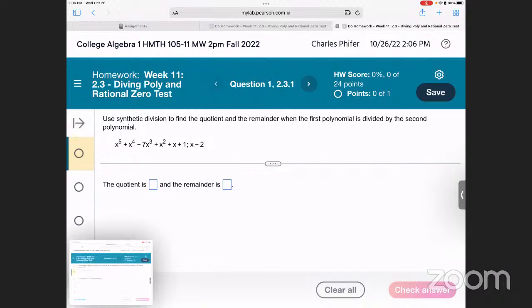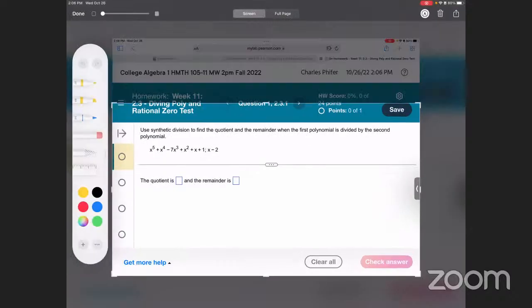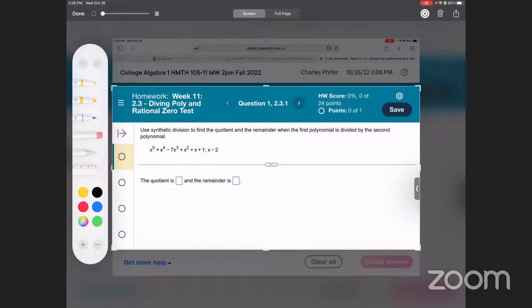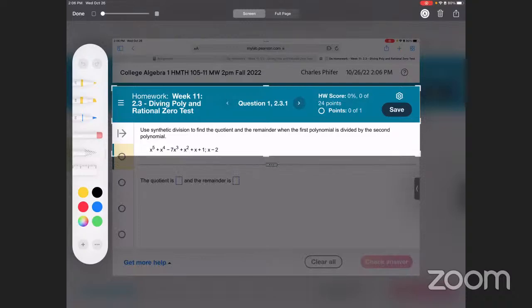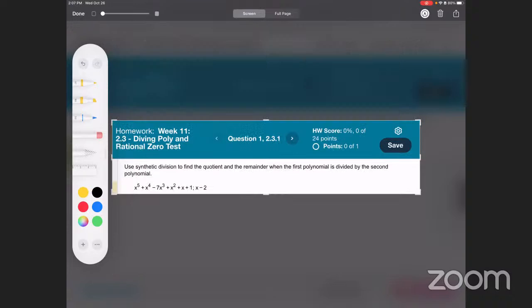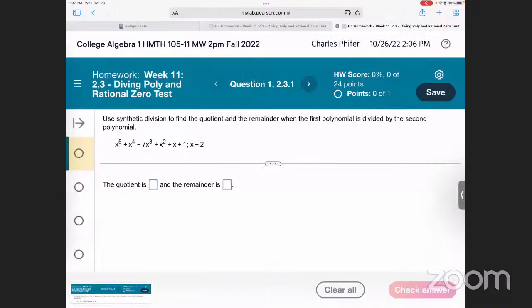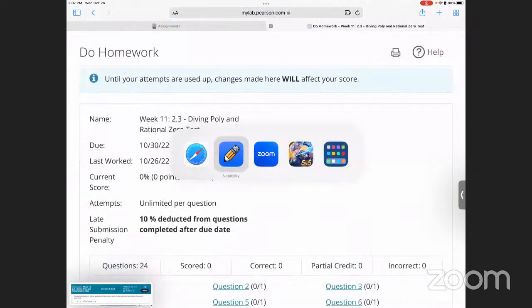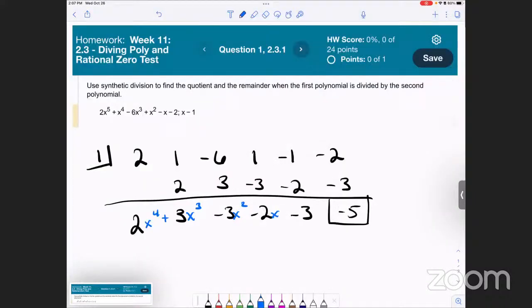Oh, and you know what might help? I think as long as I hit save before we leave, if we get booted off, it'll bring back our same question. Just hit save. Okay. Yeah, let's just do it again.